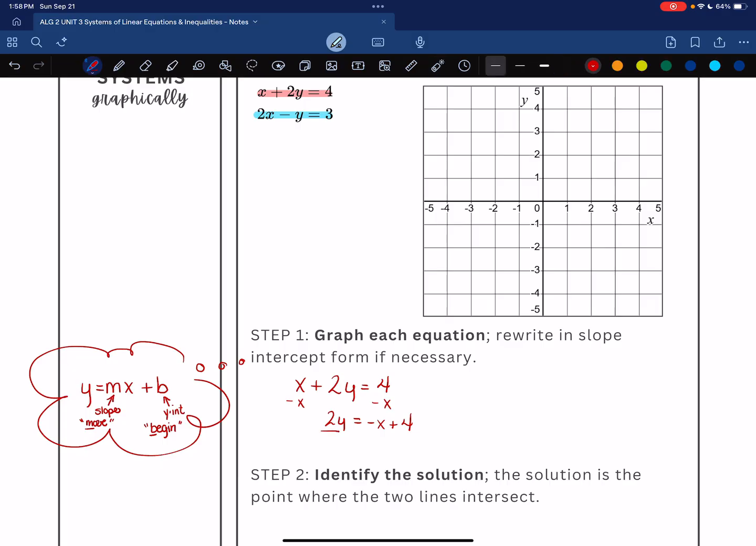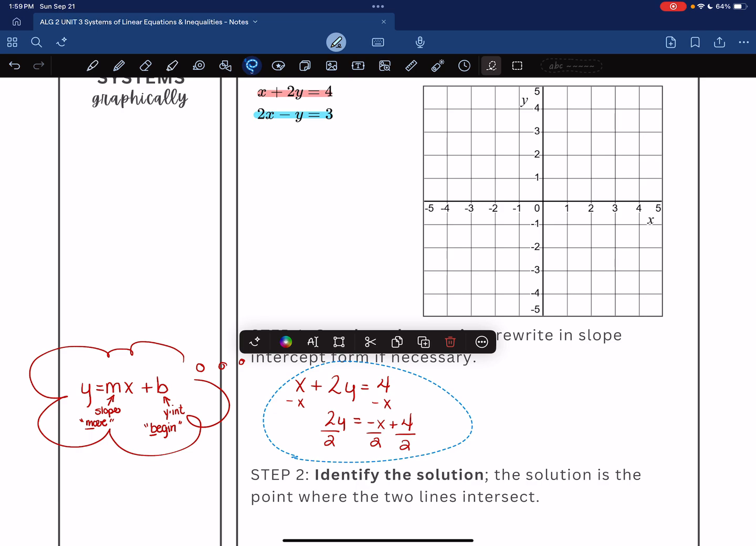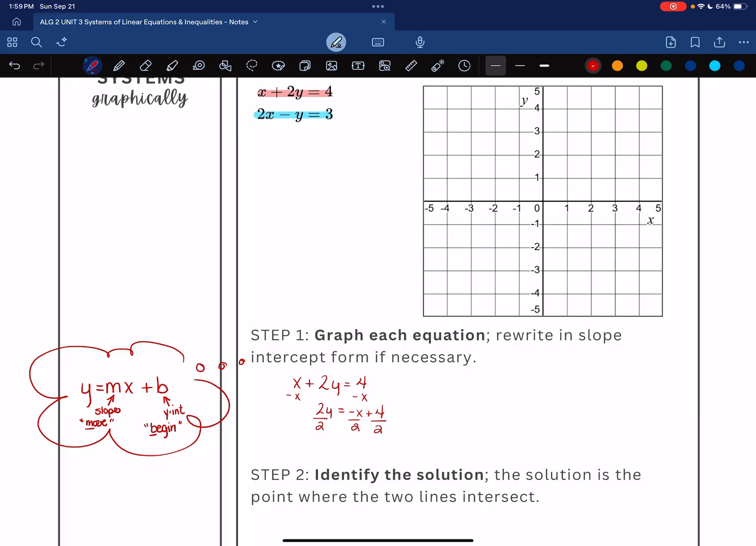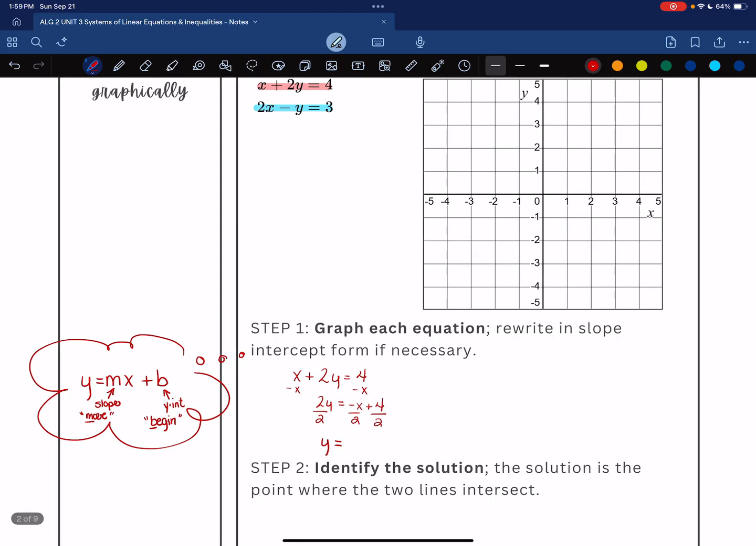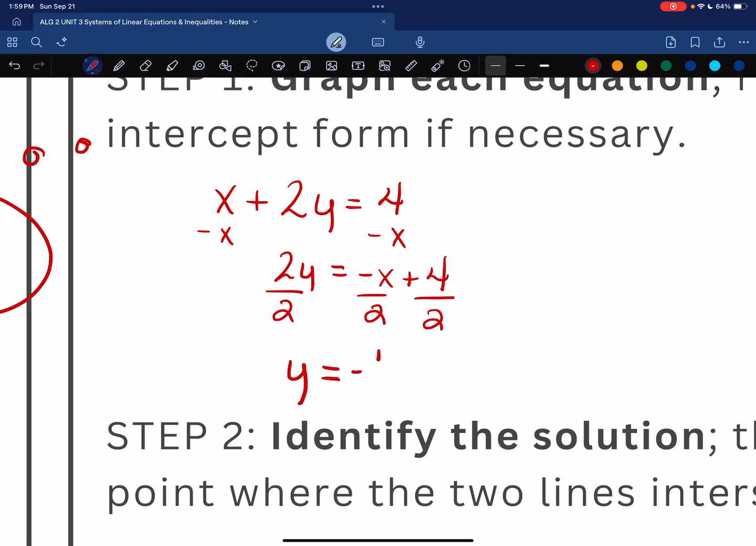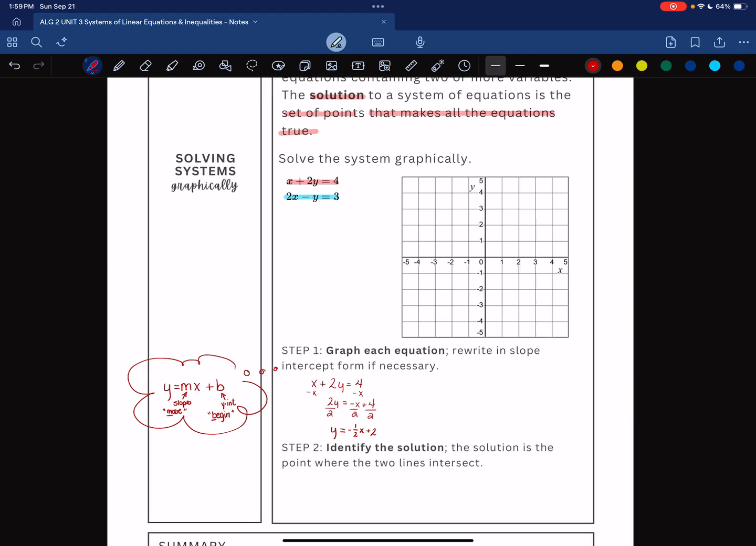Then we need to divide every single term by 2 to isolate our y. Give me just a second to adjust this ever so slightly. There we go. That's going to leave us with y by itself. Now I have a negative in front of my x. That's a negative 1, so it's actually negative 1 over 2 x. And 4 divided by 2 is 2. So that is my first equation that we're going to graph.